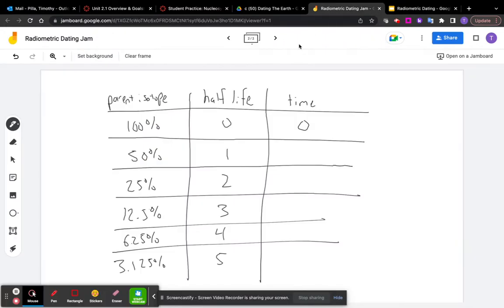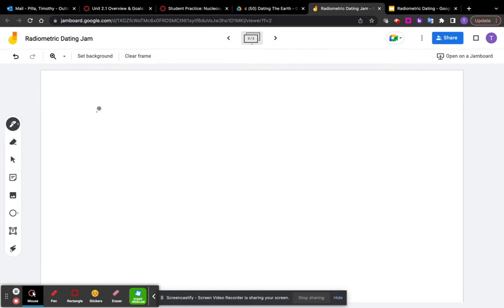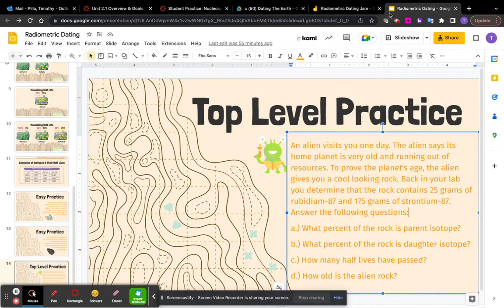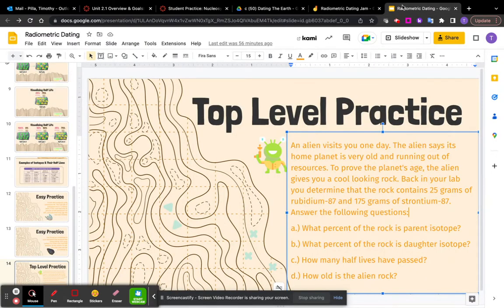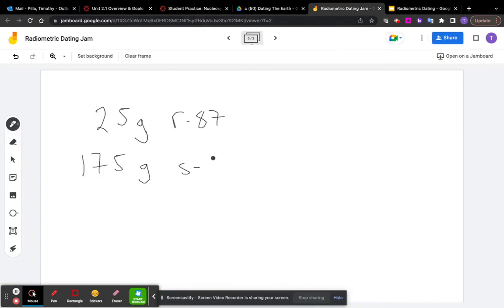So let's write down a couple things. That's going to come in handy. We have 25 grams of rubidium-87 and 175 grams of strontium-87. Notice these numbers are just the names of the isotopes, nothing to do with the age. It has something to do with the protons and neutrons.